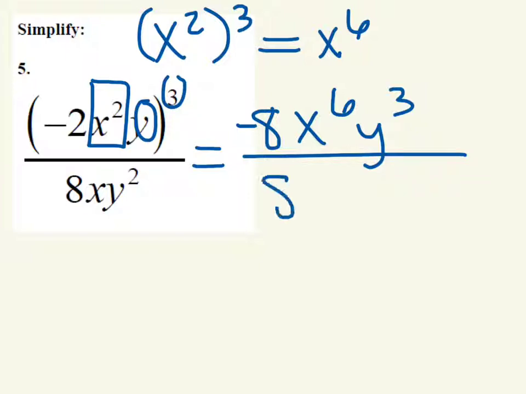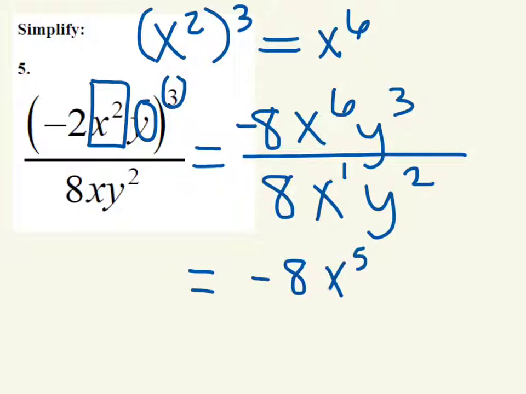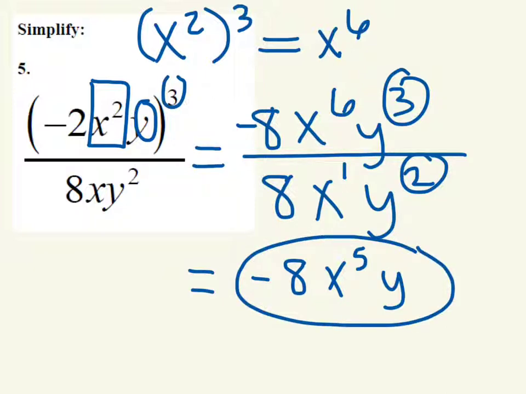In the denominator, I have 8xy squared. Since I have a monomial divided by a monomial, I can actually utilize my exponent rules in order to simplify. Again, remember, if the numerator exponent is larger, we subtract the denominator exponent from it. So we know that our answer is going to be negative 8x to the fifth, y to the 1, since I have 3 minus 2, all over 1. Now, I'm just going to write that as negative 8x to the fifth times y.